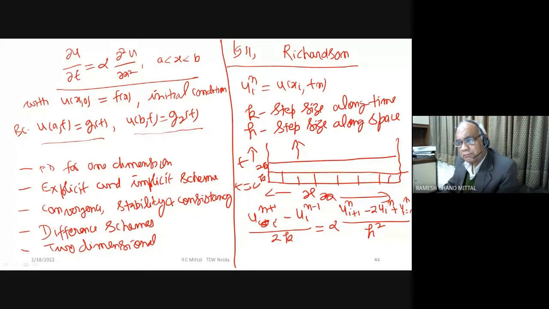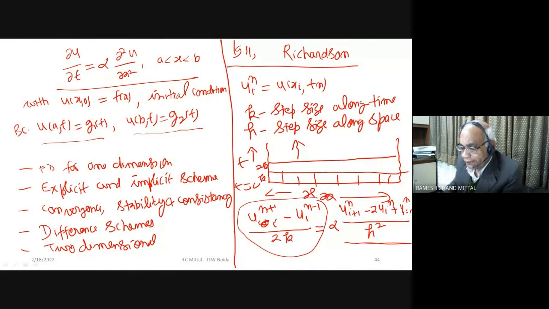I have already taken finite differences last time. This is a certain difference operator in time, and this is also a certain difference operator in space. This is the second derivative, so I have (u_{i+1}^n minus 2u_i^n plus u_{i-1}^n) upon h squared. And for the time derivative he took the approximation (u_i^{n+1} minus u_i^{n-1}) upon 2k, thinking it would give better accuracy in time. He thought, and indeed it is, that it is of order k squared plus h squared.